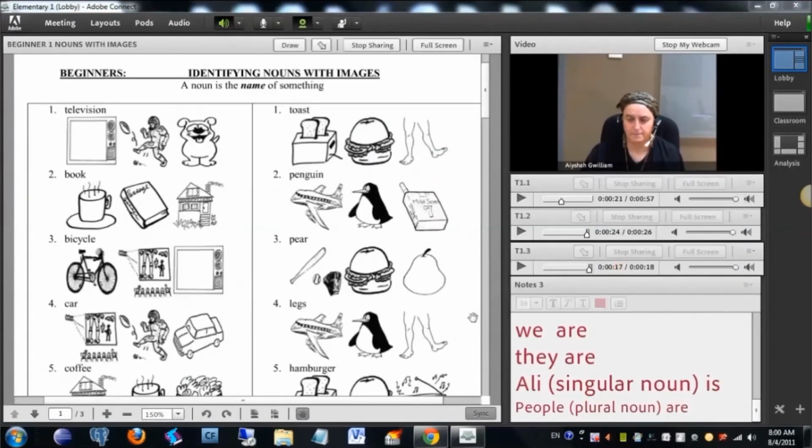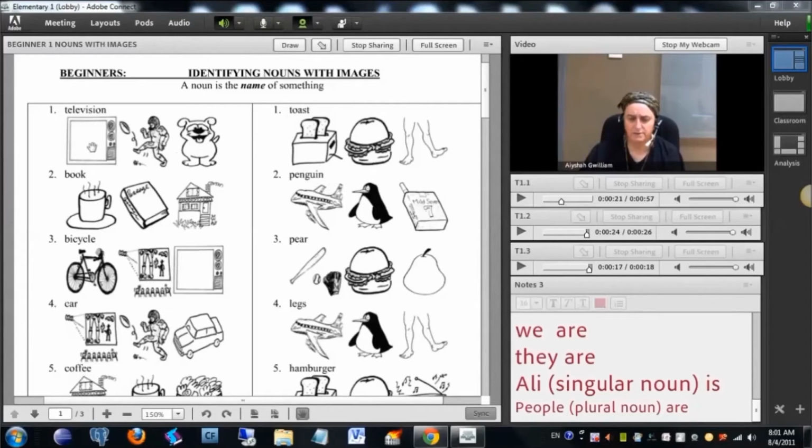I want you now to have a look at the next handout. It's called Identifying Nouns with Images. Remember, a noun is the name of something. I want you to look at this one. Number 1. The word is television. I want you to circle which picture is the word television.